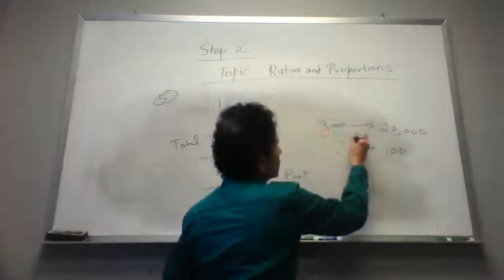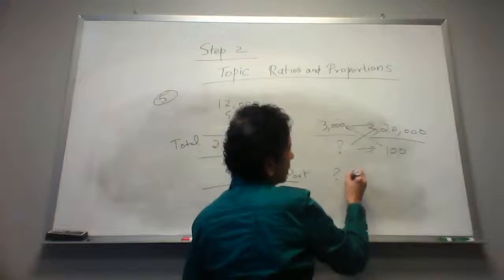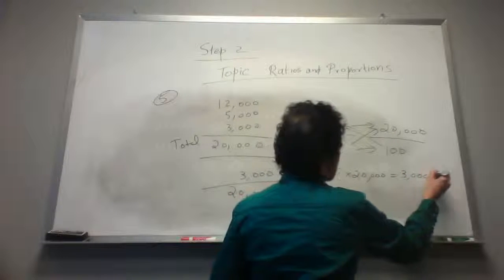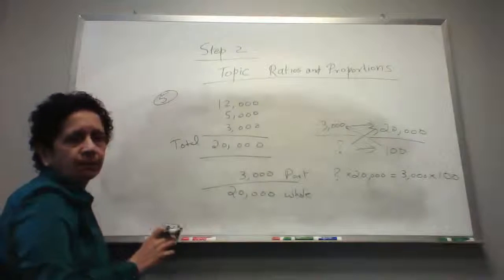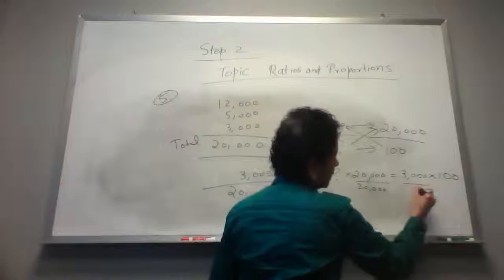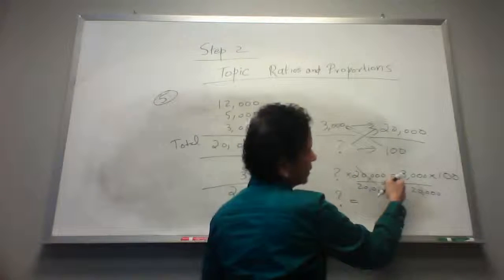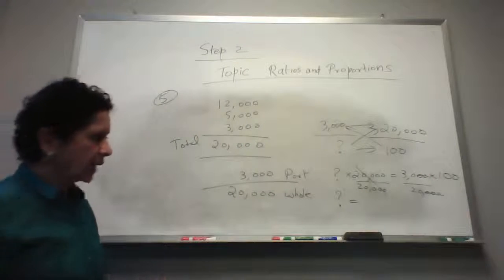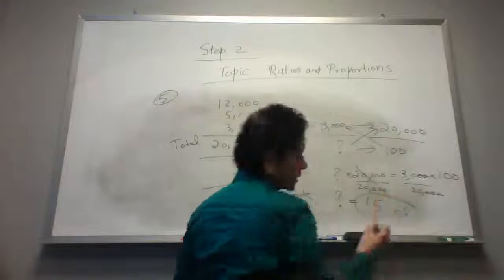So again, you can just do this and then do the cross multiplication. So question mark times 20,000 equals 3,000 times 100. Then I don't like this 20,000, so I need to divide both sides by 20,000 to get rid of that, right? To be fair, I do that on both sides. Then this is gone. So the question mark is 3,000 times 100 divided by 20,000. Then you can do that in the calculator, and that comes out to be exactly 15. So 15%, that's the answer.